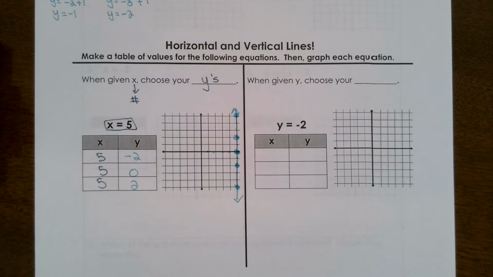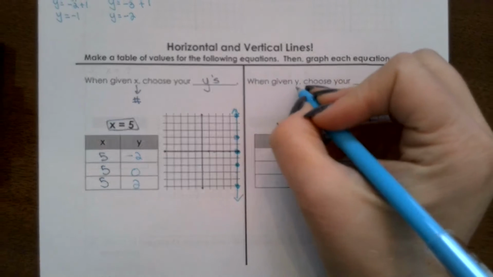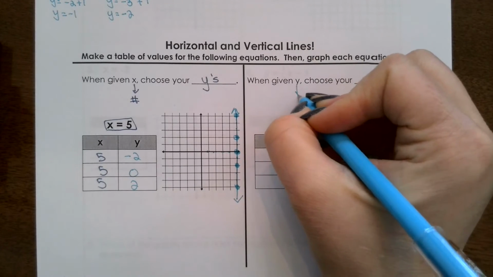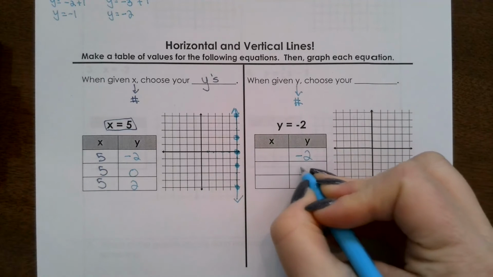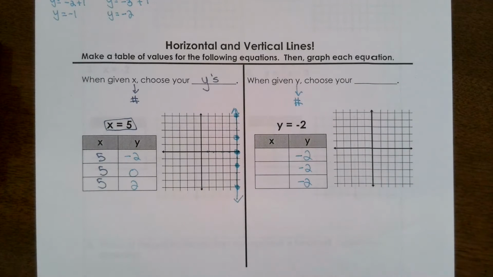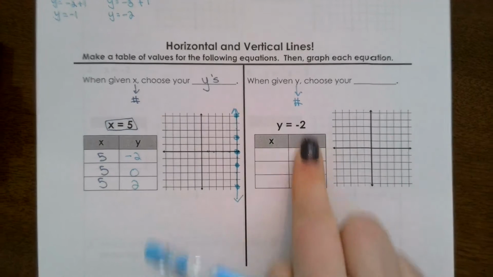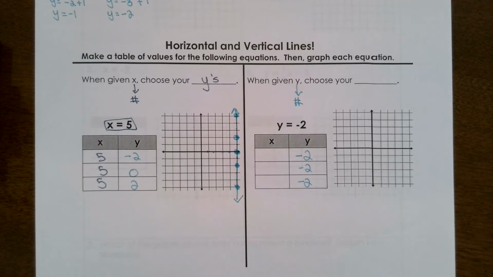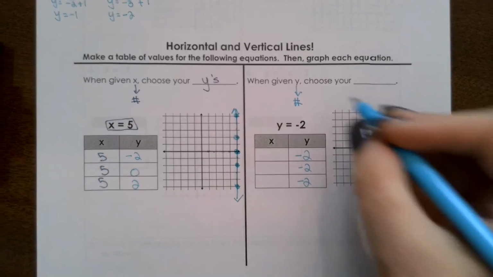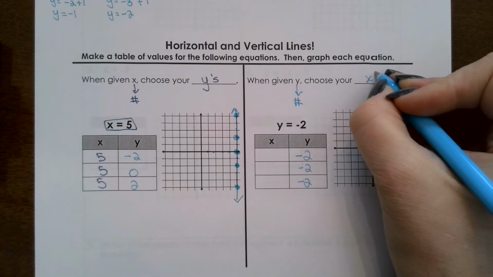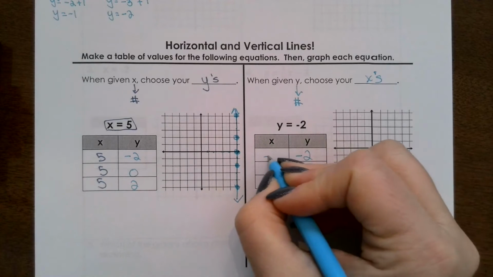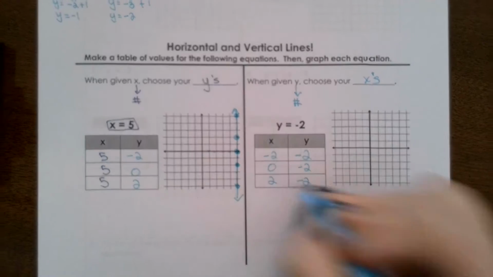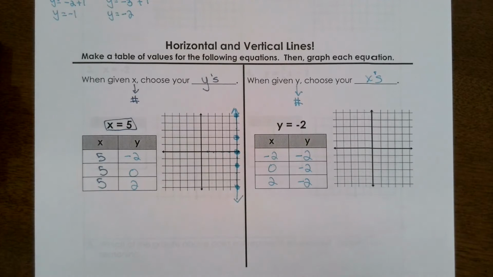Y-equal equations are the opposite. When I get y, that is going to be the number for y. So I'm going to put negative 2, negative 2, negative 2 for y. Y equals negative 2, so I fill in negative 2 into that table. Now I'm going to choose my x's. It doesn't matter again. So maybe I choose -2, 0, 2. Just kind of positive and negative.